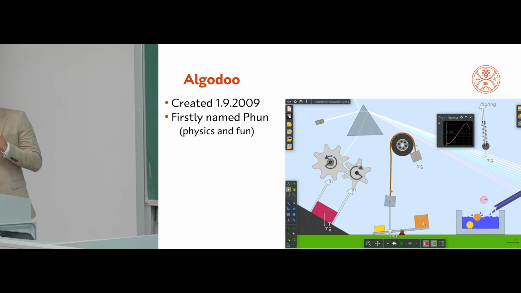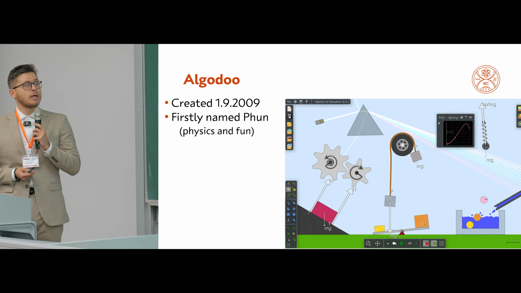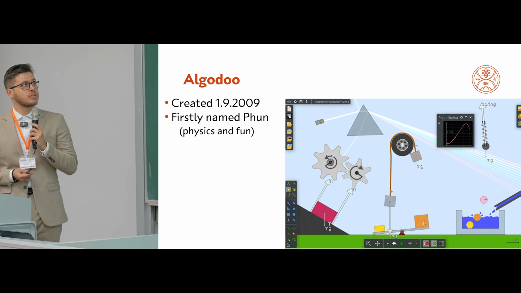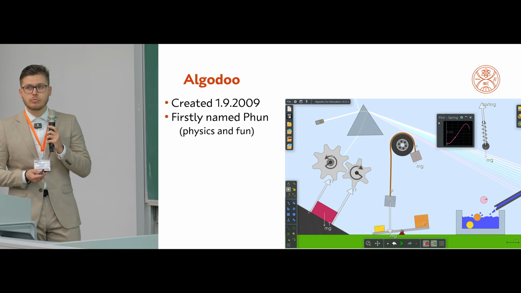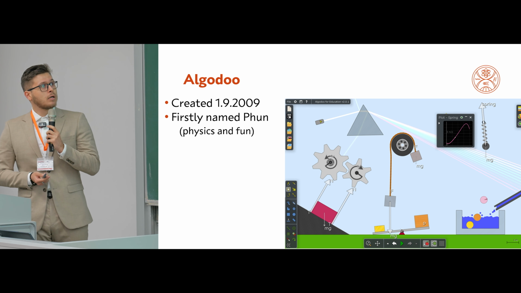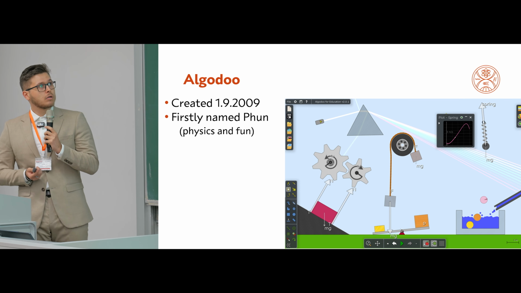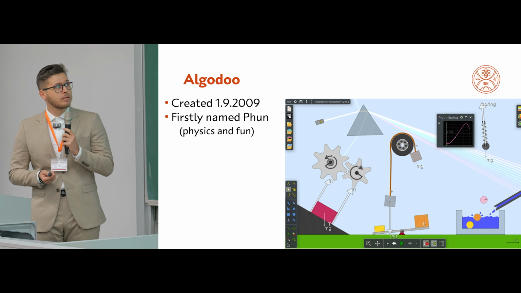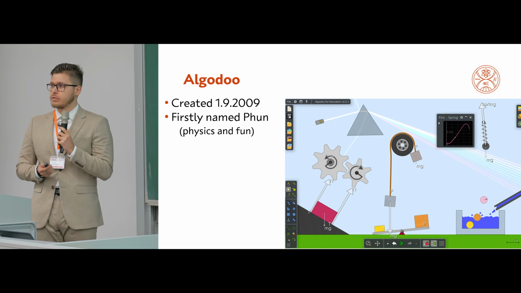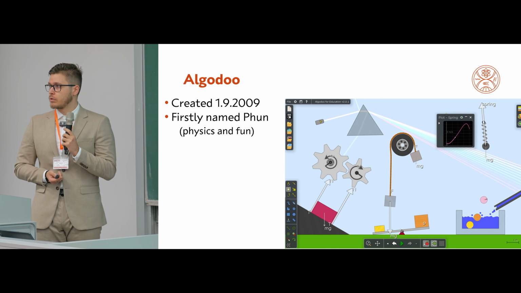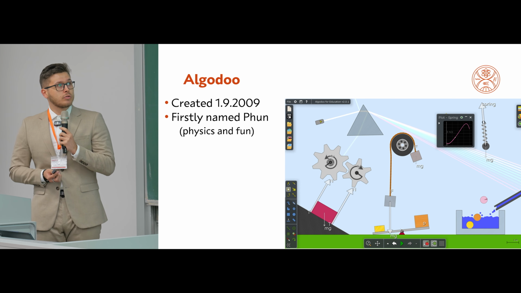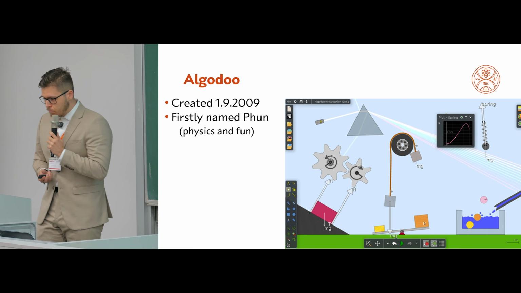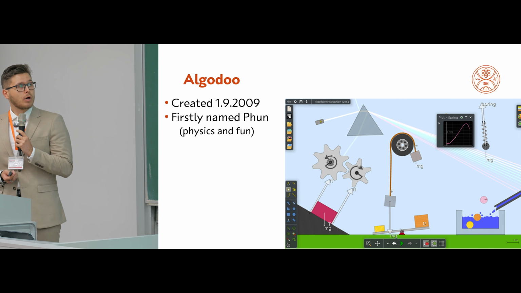So in this slide you can see what Algodoo looks like and most of its functions. It was created in 2009 as part of a thesis at the Swedish University of Umeå. Due to its simple design and its functions, it was later developed more, and now it's free to download on the internet. The best functions of Algodoo are modeling, mechanics, and optics.